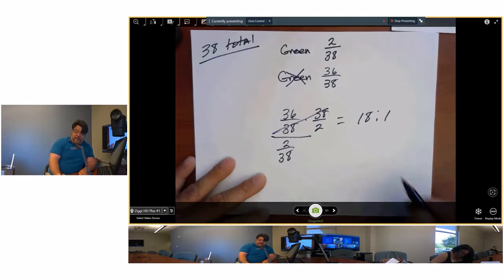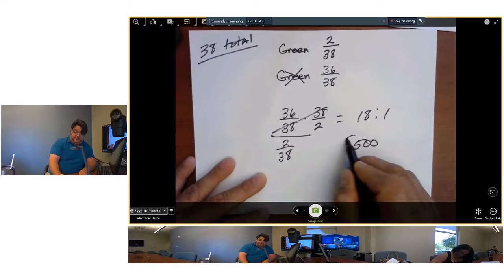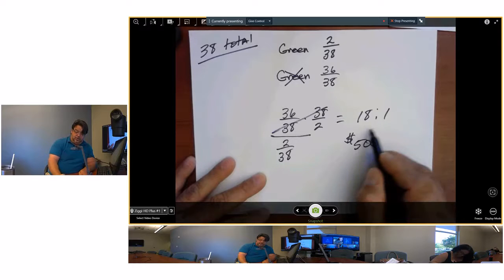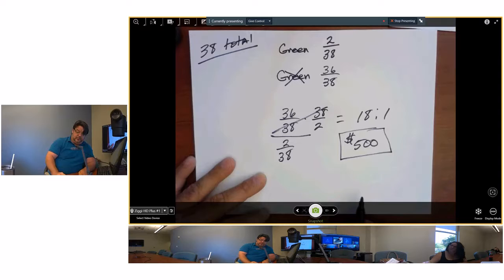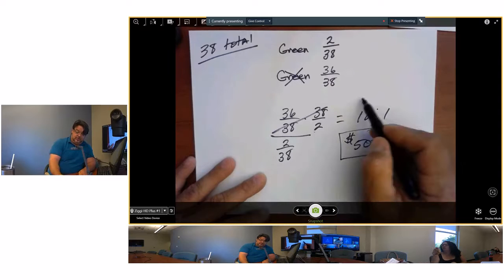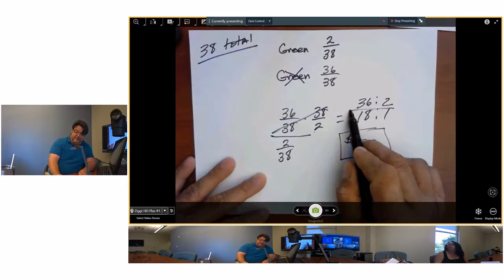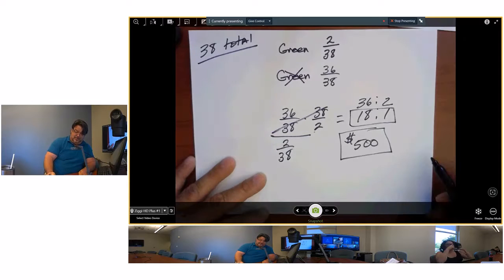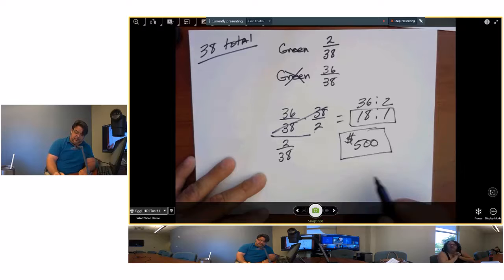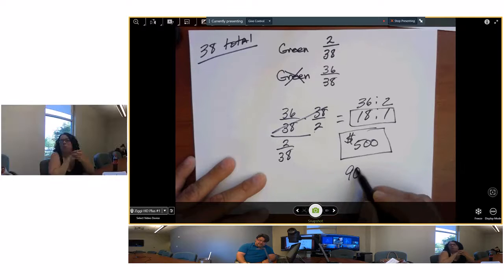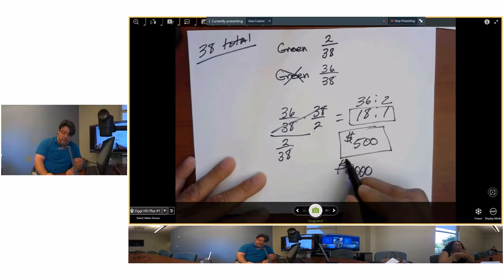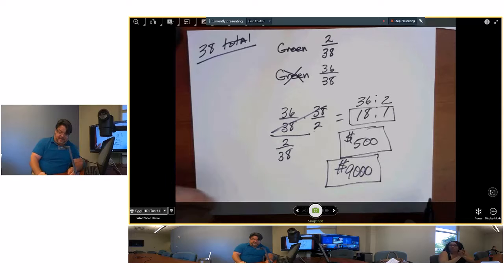Now multiply that by 500. How do you get 18 to 1? What's 36 to 2? You keep forgetting to reduce. I don't like to do it. What's 18 times 500? 9,000. Why do you take home $9,000 versus $55?